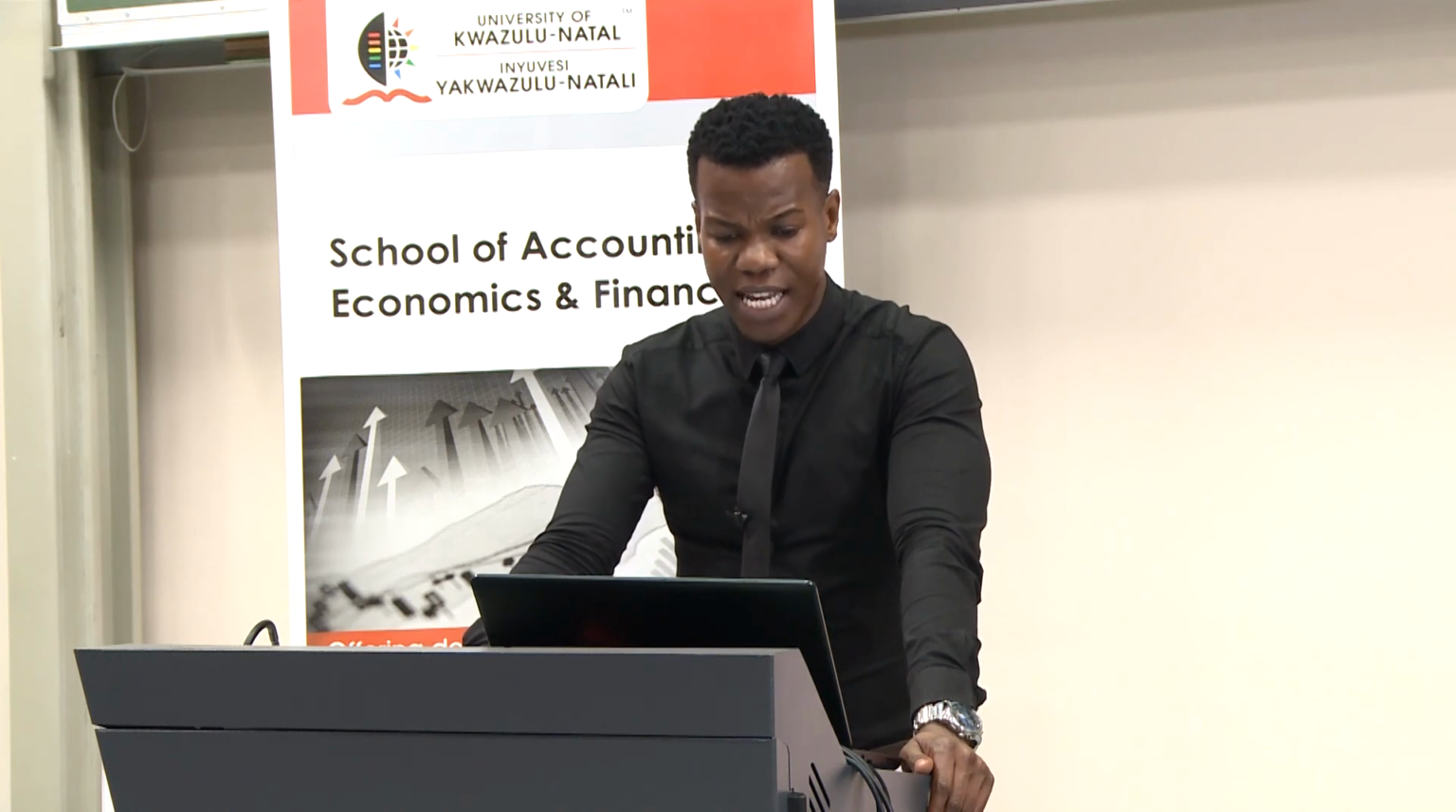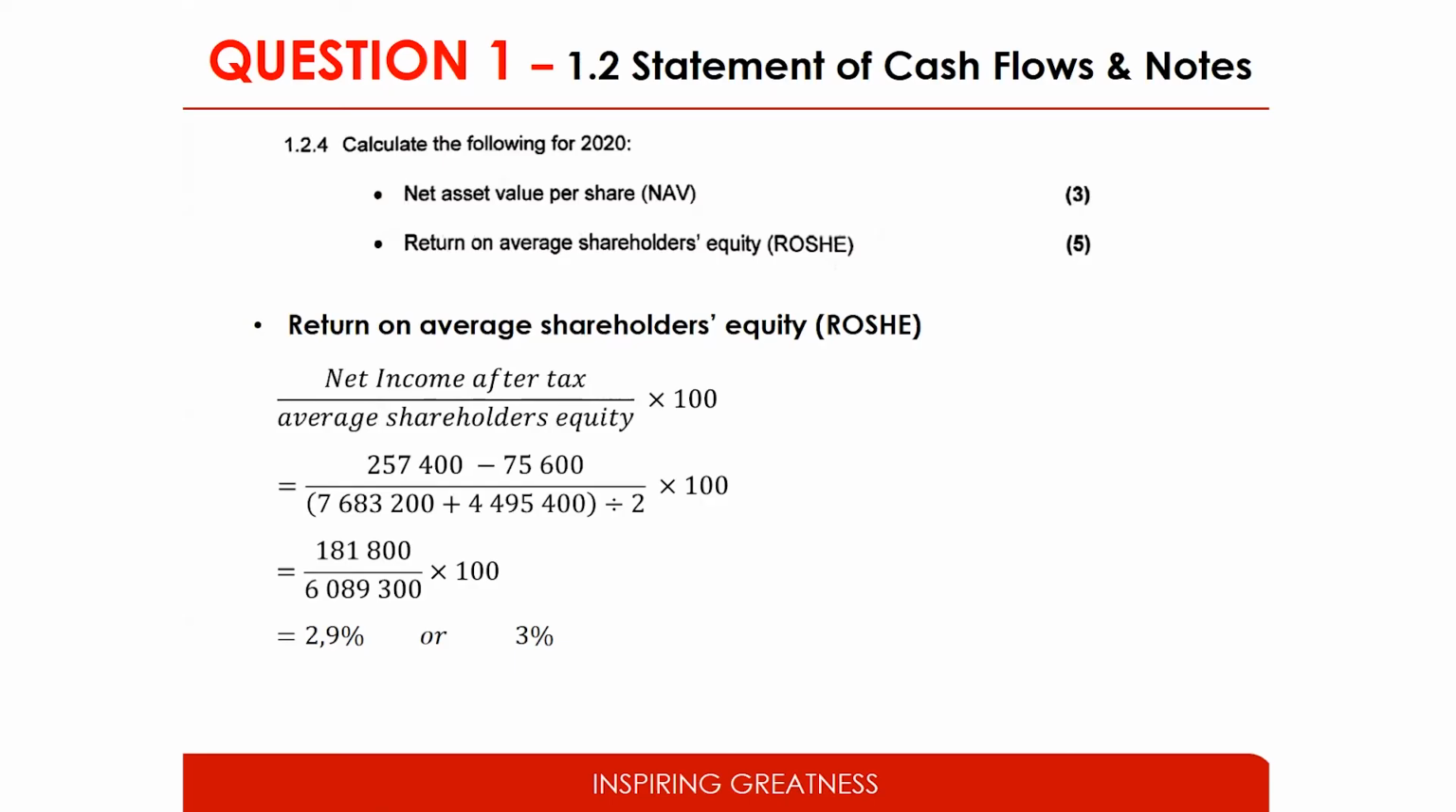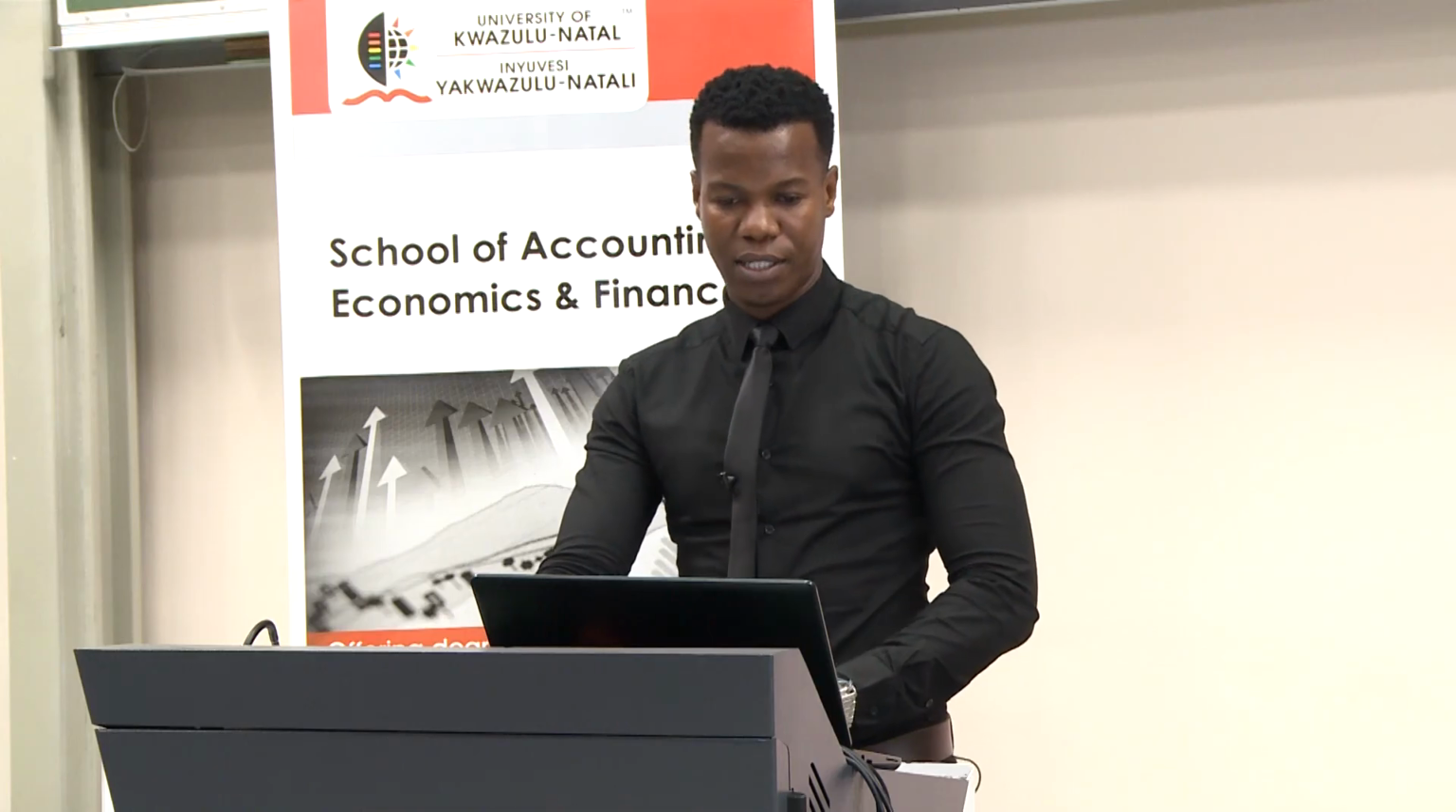And then obviously the average shareholders' equity. Your shareholders' equity is given in the extract from the balance sheet, account number 3. You've got 4,495,400 in 2019, and then you've got 7,683,200 in 2020. We just need the average of the two. You add the two and then you divide it by 2, which gives you 2.9% or 3%.